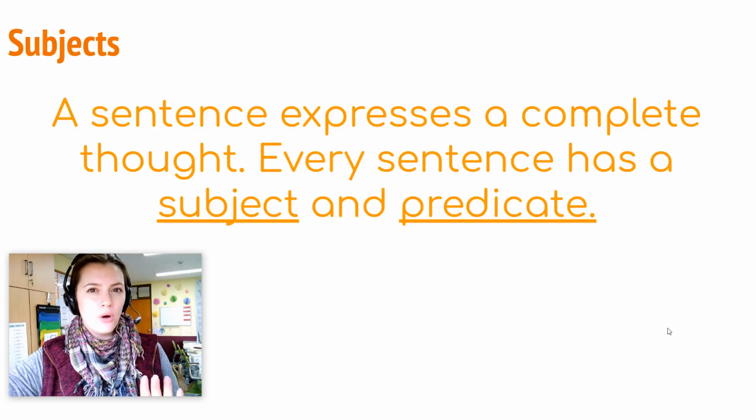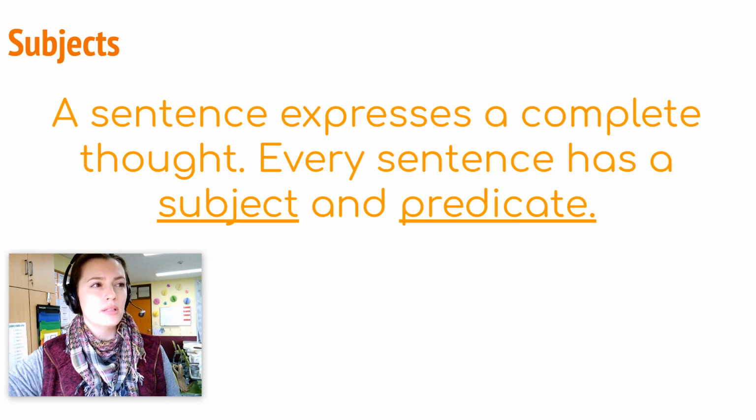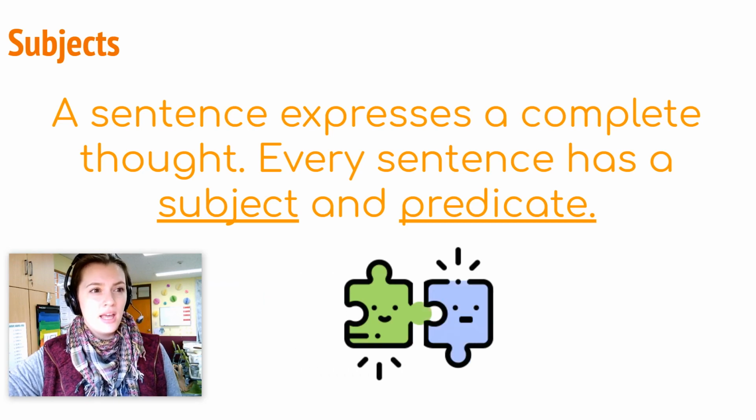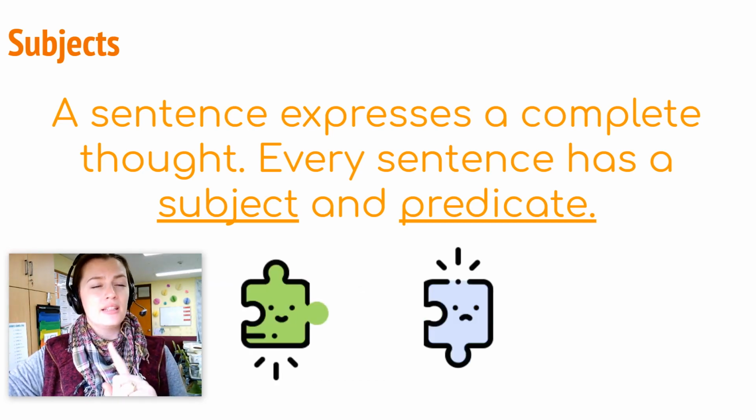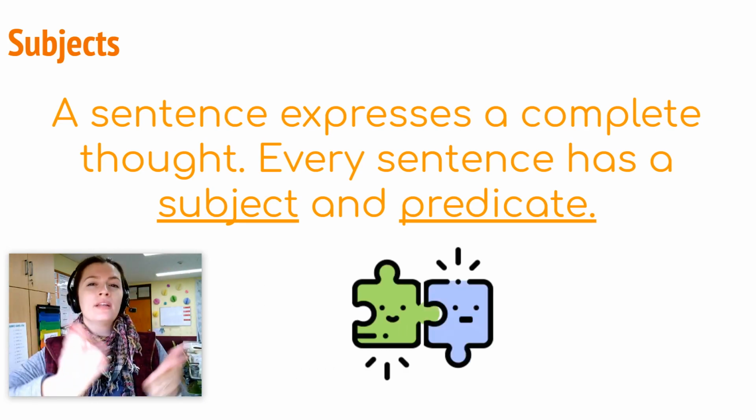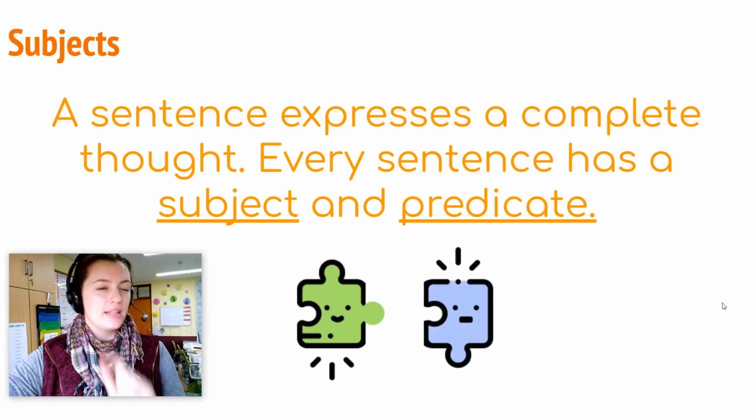Okay, before we do our warm up today, I want to remind you of a very important part of grammar that we've been studying. Let's read this together. Ready? Go. A sentence expresses a complete thought. Every sentence has a subject and predicate. So think of subject and predicate like a puzzle piece. If you only have one puzzle piece, it's unfinished. But when you have two, you can connect them together to make one complete thought. Remember, if it's incomplete, it's called a fragment.